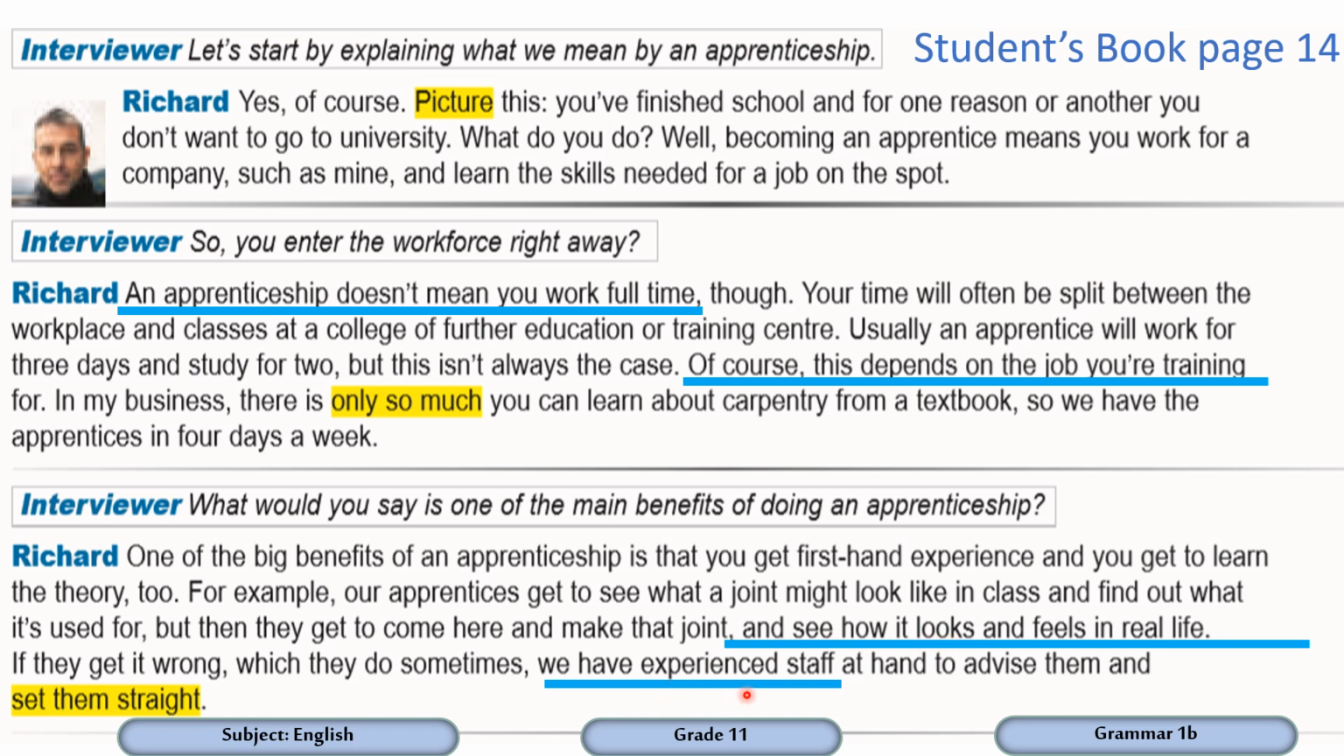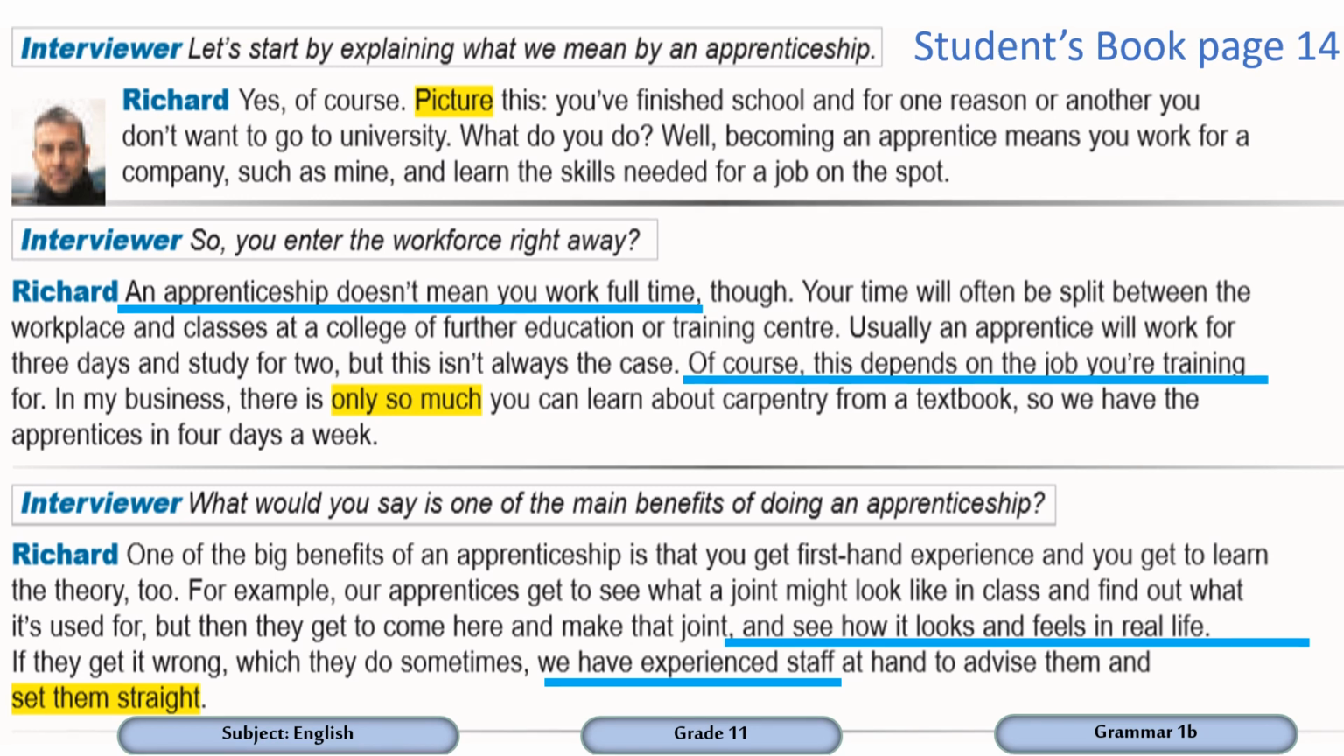We have experienced stuff. So the verb have, that means possession, for example, when you say I have a car, is a stative verb and cannot be, of course, in the progressive, so all these verbs should take the present simple.